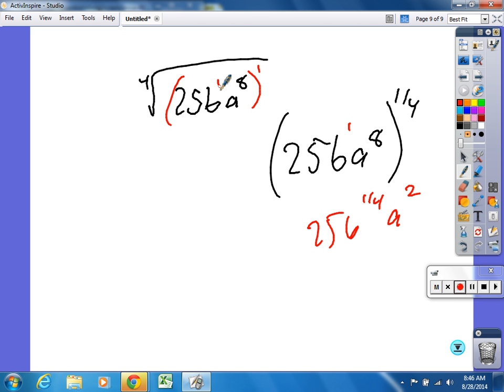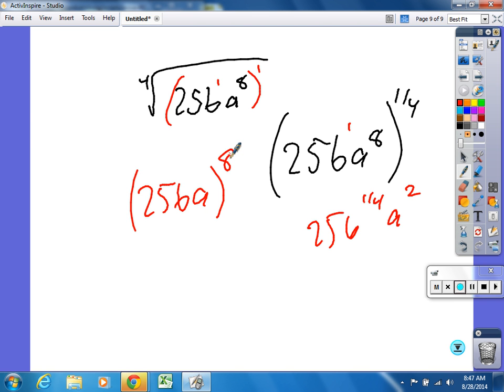Because it's not 256 being raised to the 8th power. That's once again, if it was, you'd have it like this. You gotta believe in your parentheses, right? Who was raised to the 8th? That's not what it looked like. Who was being raised to the 8th power? A, not 256. Does that answer your question?